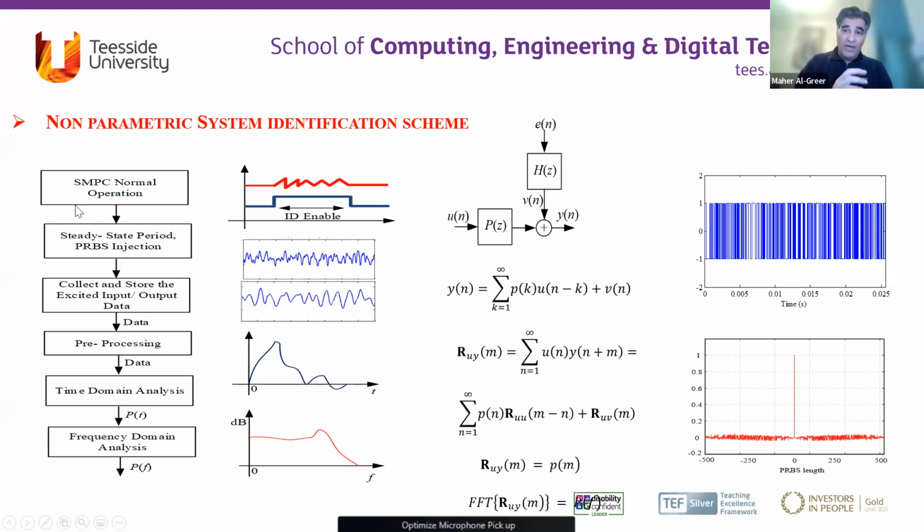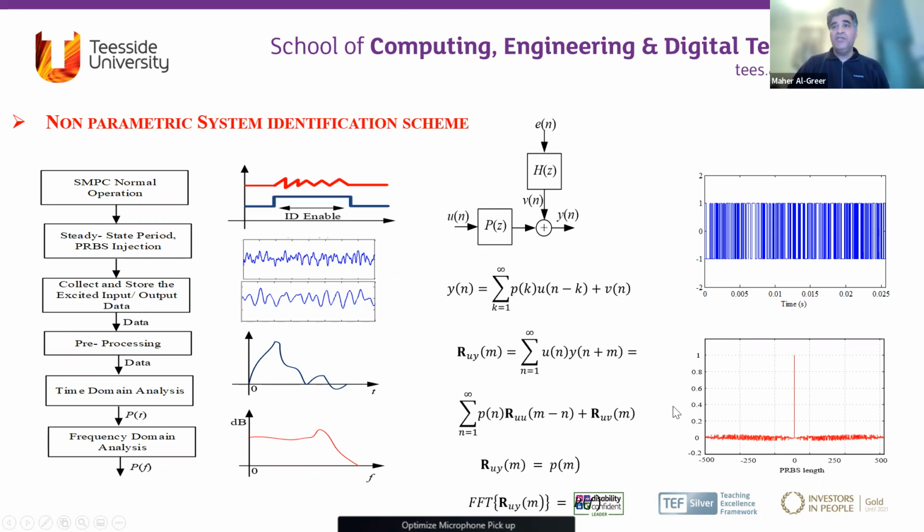Again, I'm going to apply that to switch mode power supply. So usually the switch mode power supply is working normally, and at the steady state period, as you can see here, the noise will be injected to excite the system, and we collect the input and output data. And by doing some pre-processing, for example, filtering, we can apply some kind of time domain analysis to identify the time domain response. Also, we can convert that to frequency domain response, again using, for example, Bode plot techniques to find these characteristics. And from these characteristics, we can find some parameters, or we can know what the new model or new changes in the system are.